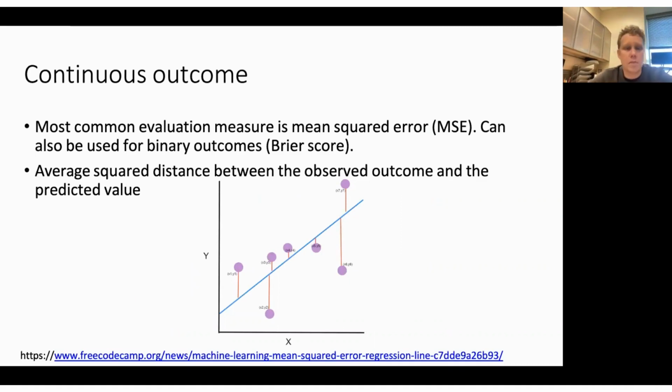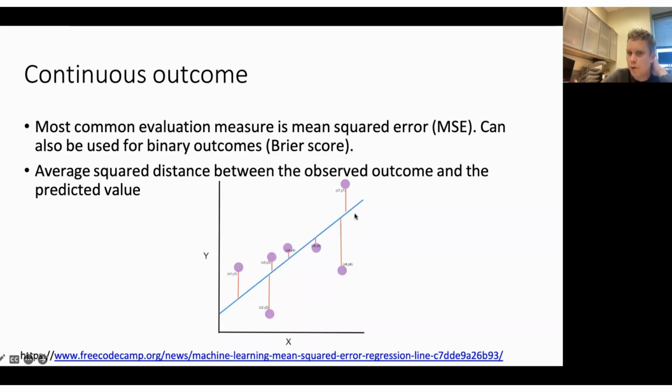Okay, binary outcome. I told you I was going to spend 90% of the time on that, and I did. For continuous outcome, the mean squared error is by far the most commonly used measure, and you can actually also use that for binary outcomes. That's called the Brier score. And the mean squared error basically estimates how far your prediction is from the observed data.